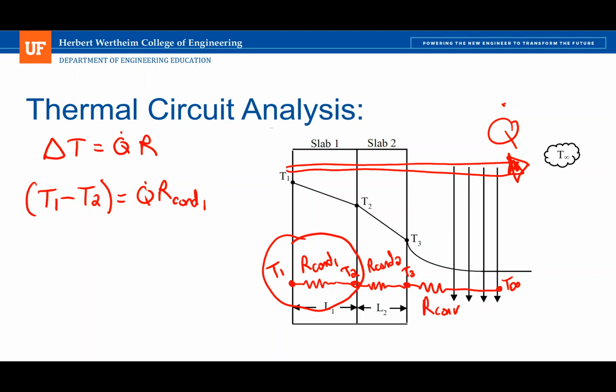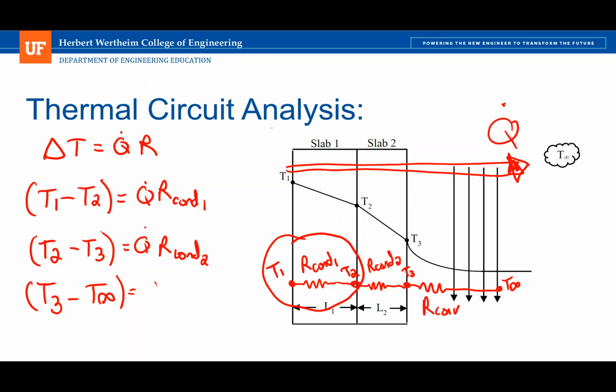If I were to do the same thing for the middle resistor, I would have T2 minus T3 is equal to Q dot times R conduction 2. And the final resistor equation there is going to be T3 minus T infinity is equal to Q dot times R convection. So to be really clear about this, you always want these equations to be positive. You'll never get a negative Q dot or a left-hand side that ends up being negative if you set all your equations up properly.